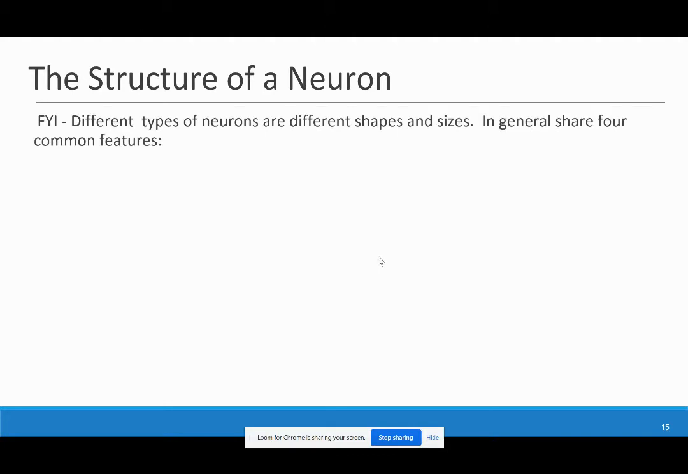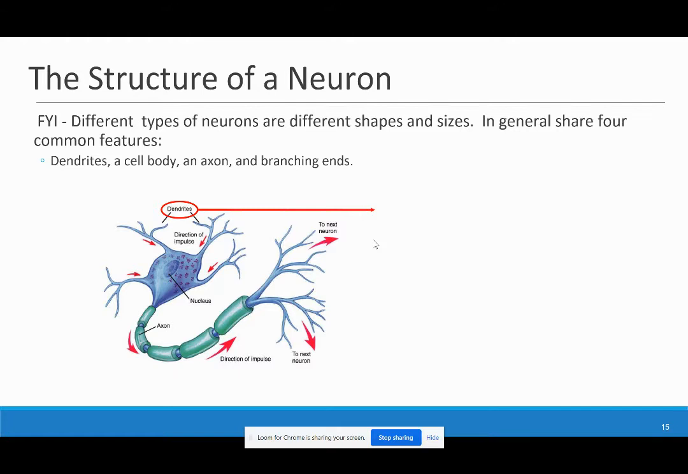Structure of a neuron. Different types of neurons have different shapes and sizes, but they have common features. They have dendrites, a cell body, an axon, and branching ends or terminal ends, end branch terminals, different names there. But what you need to be able to do is recognize these various parts of a neuron and have a rough idea of what their function is. So that's what we're going to do next.